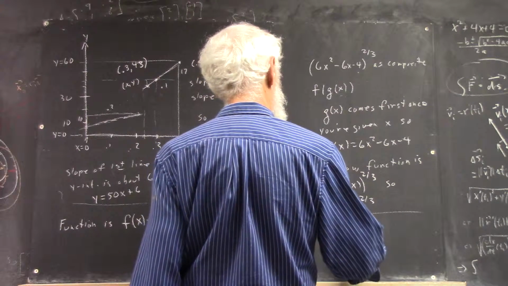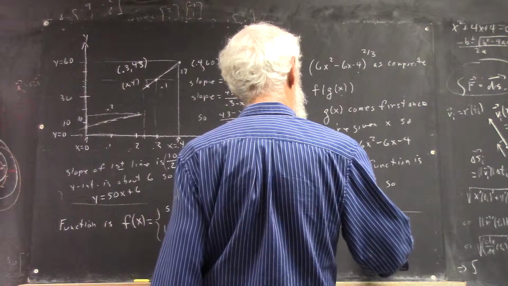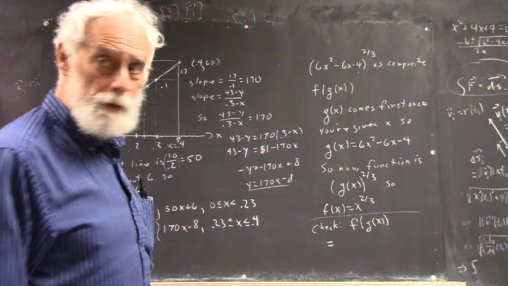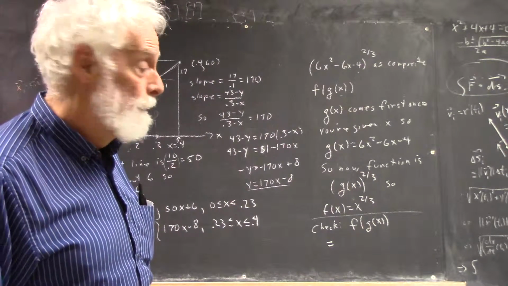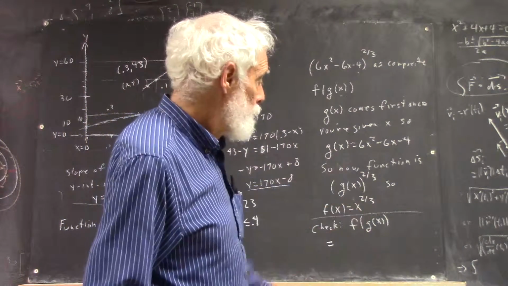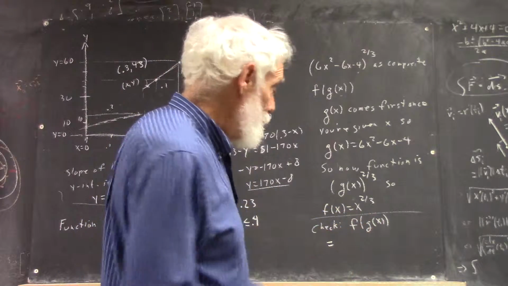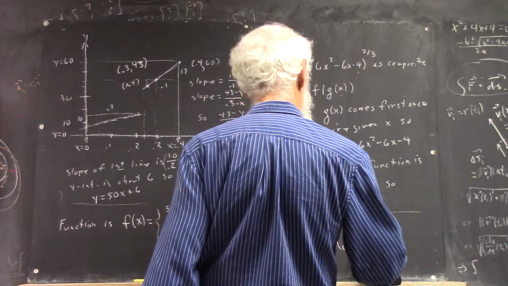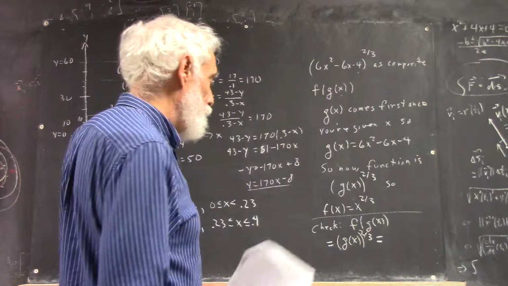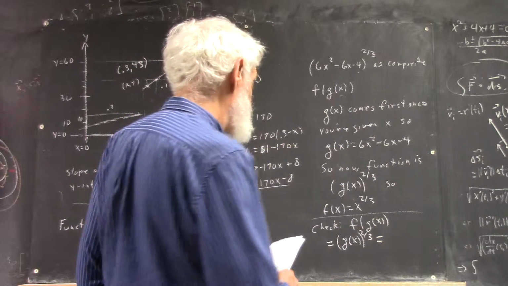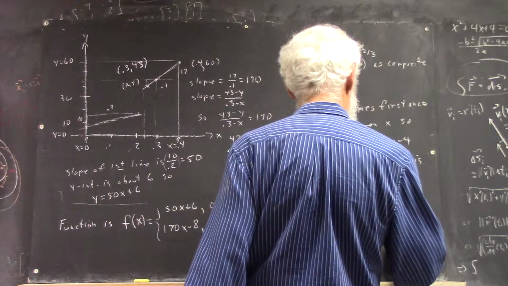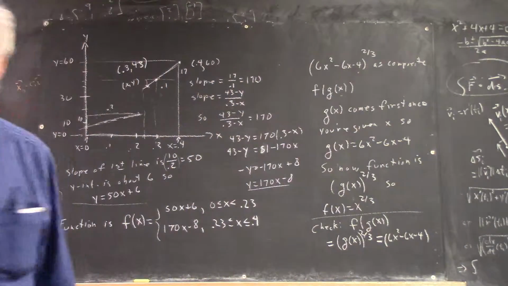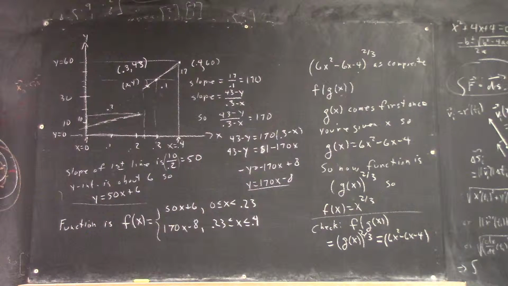Check this. F of g of x equals what? Well, f of x is x to the 2/3, so f of g of x has to be g of x to the 2/3. And now what's g of x? It's this. And that then equals 6x squared minus 6x minus 4. Okay?